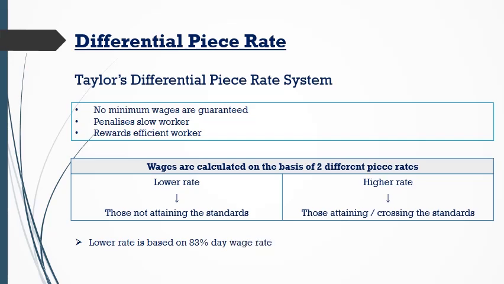Now what is this lower rate? The lower rate is based on 83% of the day wage rate. That is, the standard set by the organization will be checked to see if the employee attains it or not. If he does not attain it, the wages paid to him will be just 83% of the day wage rate, and the higher rate will be 125% plus 50% bonus or incentive.